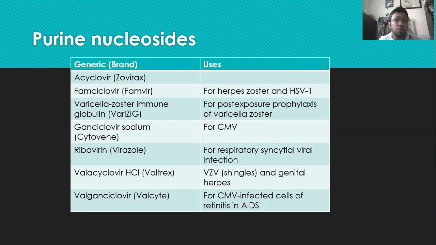Varicella zoster immune globulin. This is used as a post-exposure prophylaxis of varicella zoster. So if you've been exposed to a person who has chickenpox, you can be given this in order for you to be safe from chickenpox. Ganciclovir sodium is used to treat CMV. Ribavirin, Virazole, it's used to treat respiratory syncytial virus infection. Usually, this type of viral infection occurs in patients who have AIDS.